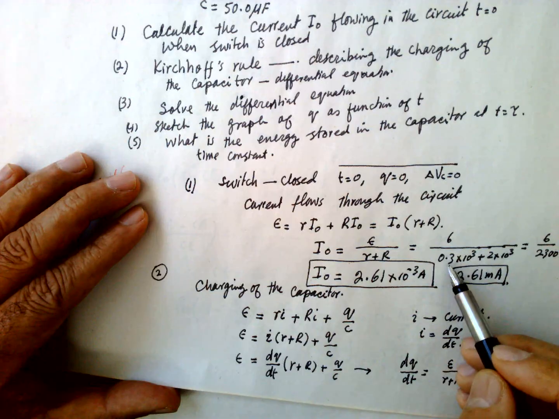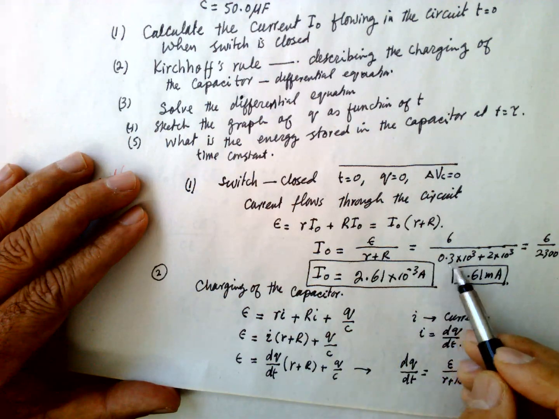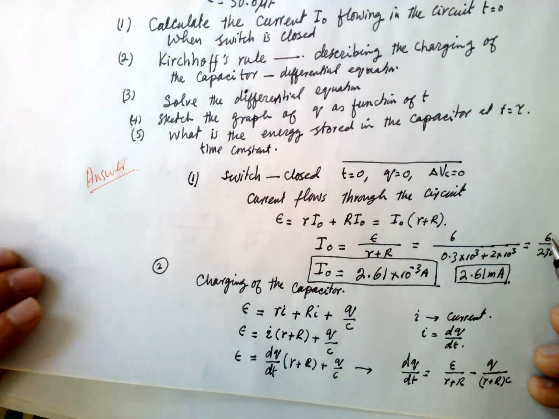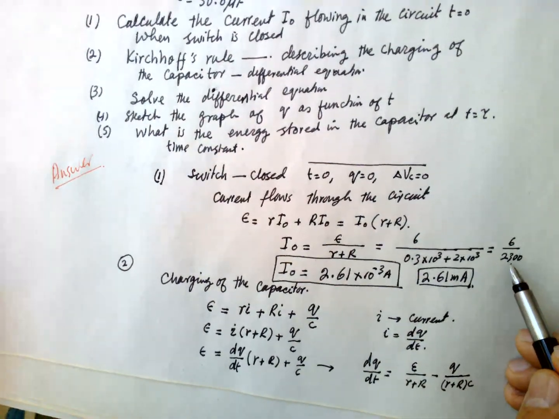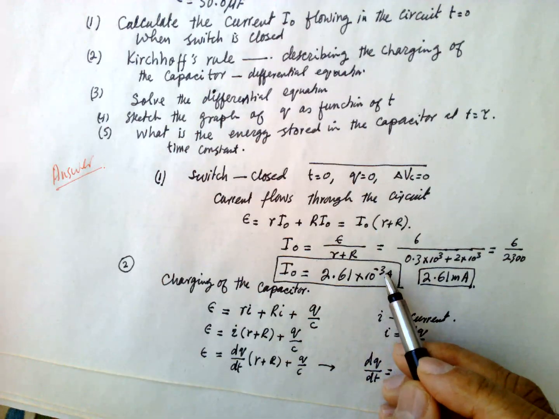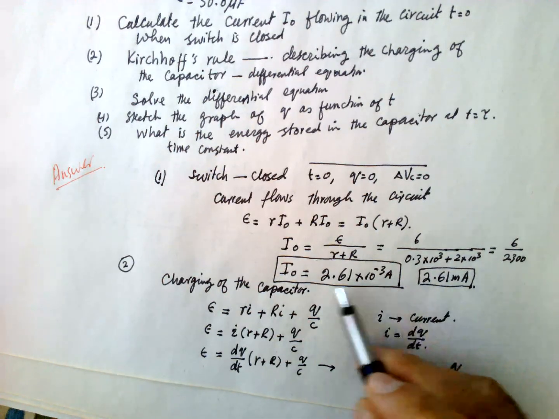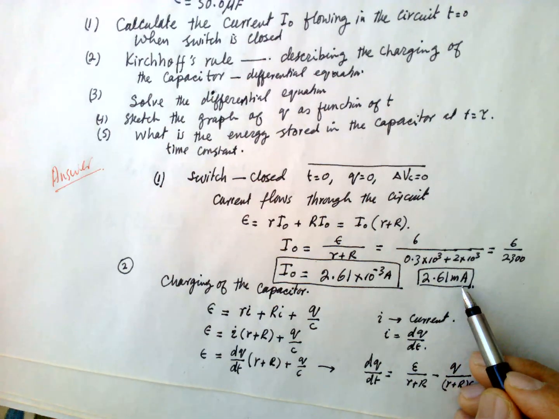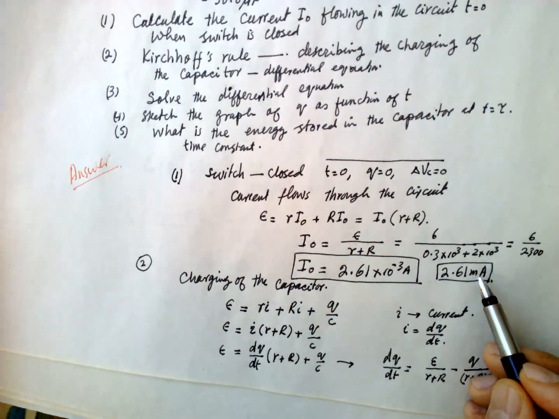EMF is 6, small r is 0.3, and R is 2 in 1000. The final answer is 6 divided by 2300, which is equal to 2.61 times 10 power minus 3 ampere. This is in 3 significant figures, or 2.61 milliamp. This is the answer for the current.